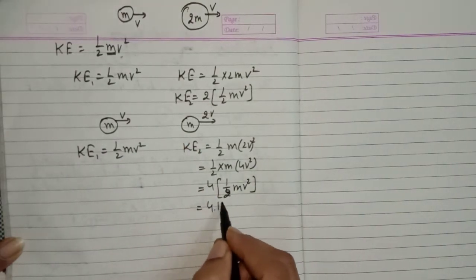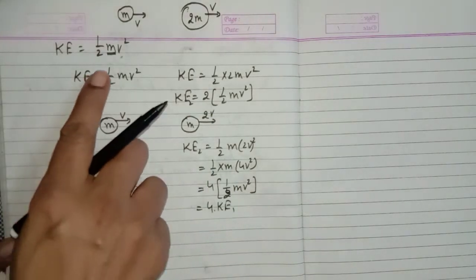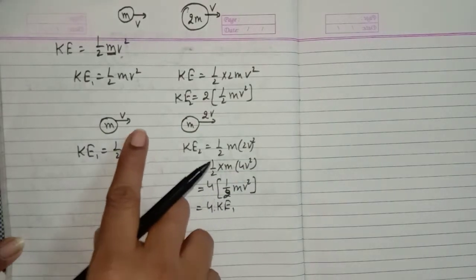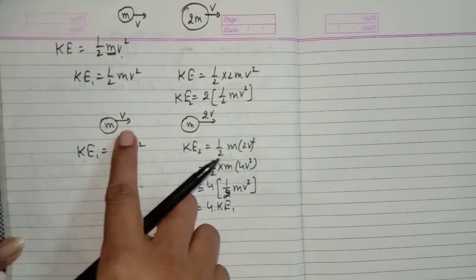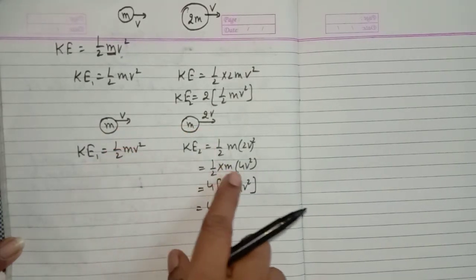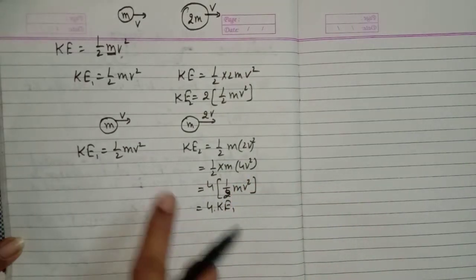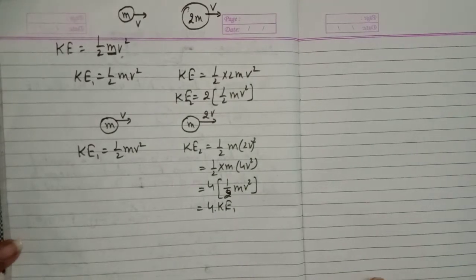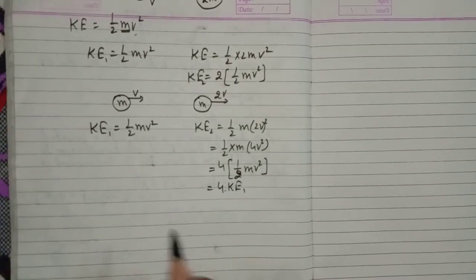Okay. By doubling the mass of the body, the kinetic energy becomes double. But if we double the velocity of the body, its kinetic energy becomes 4 times. Similarly, if we halve the velocity of the body, its kinetic energy becomes 1/4 times. Now some numericals here.